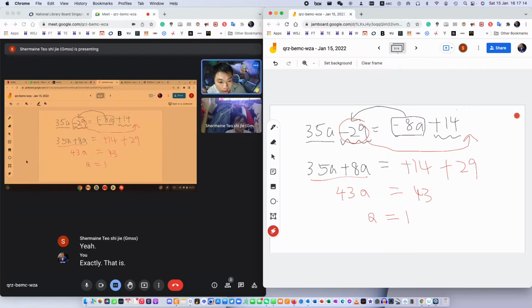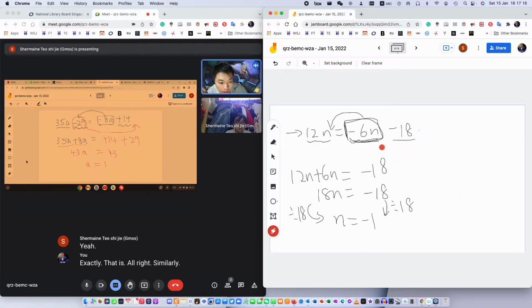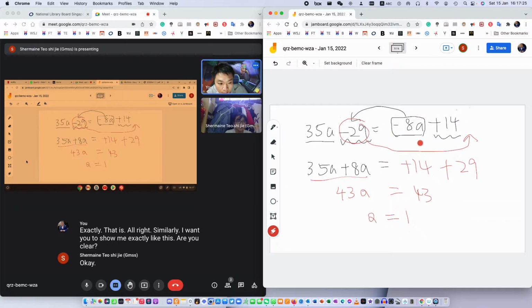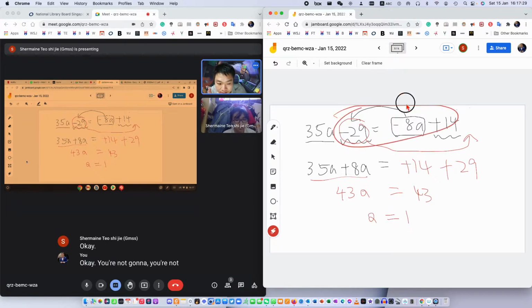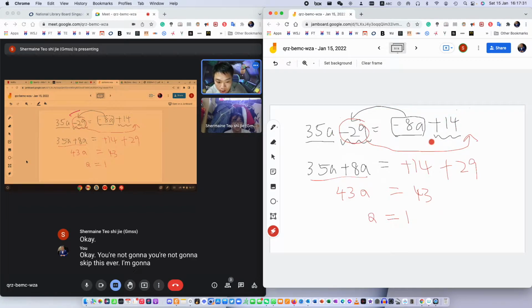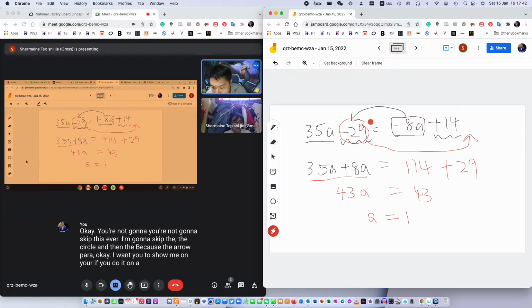Similarly, I want you to show me exactly like this. You're not going to skip this step. You're not going to skip the circle and then the arrow part. Are you clear? I want you to show me on your Chromebook. Alright, good. Go back to your question.